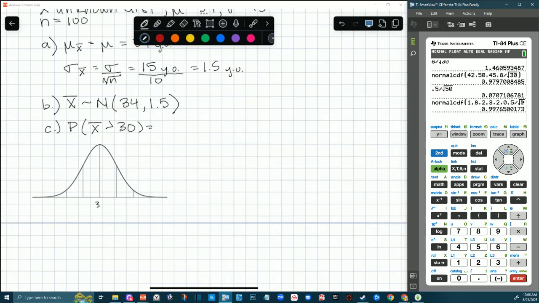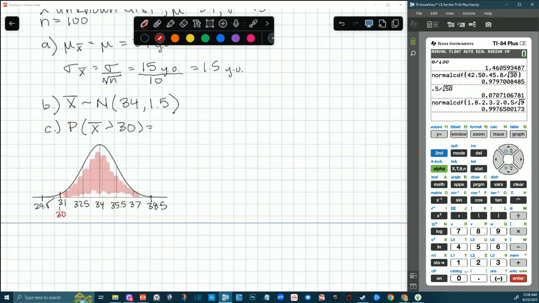So we know the mean is 34, and we're adding or subtracting 1.5 in either direction. So 35.5, 37, 38.5, and then 32.5, 31, 29.5. And I want to know 30 or bigger. So 30 is over here. I want greater than 30, so that's all of this, and I can already see, again, this is most of the curve, so I'm expecting a large percentage.